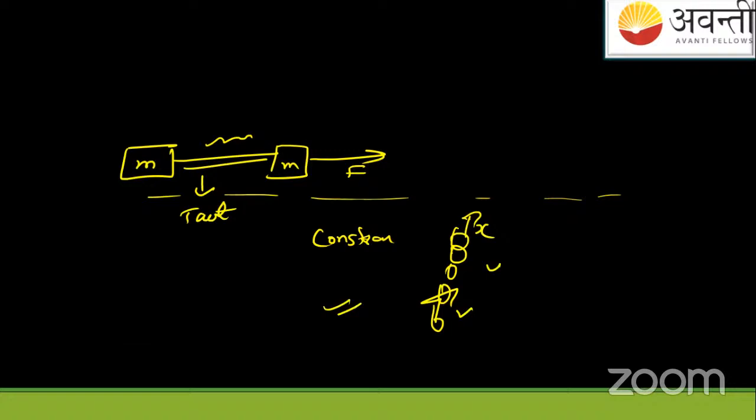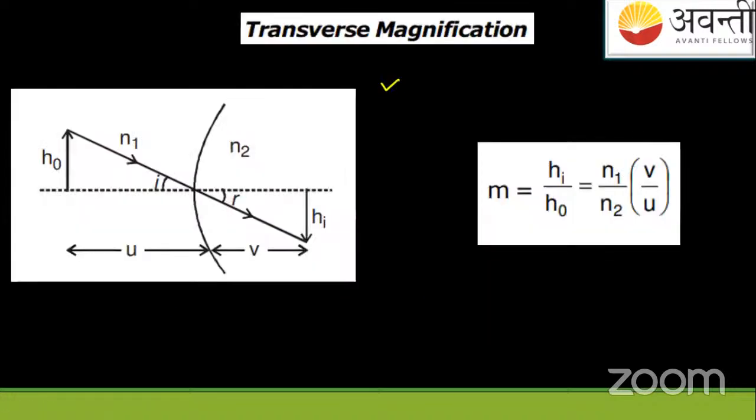Now let us see transverse magnification, which is this simple formula. If somewhere they have given you the height of the images and height of the objects, then you have to use this formula. Got it? Transverse magnification, students, is just a very simple formula.